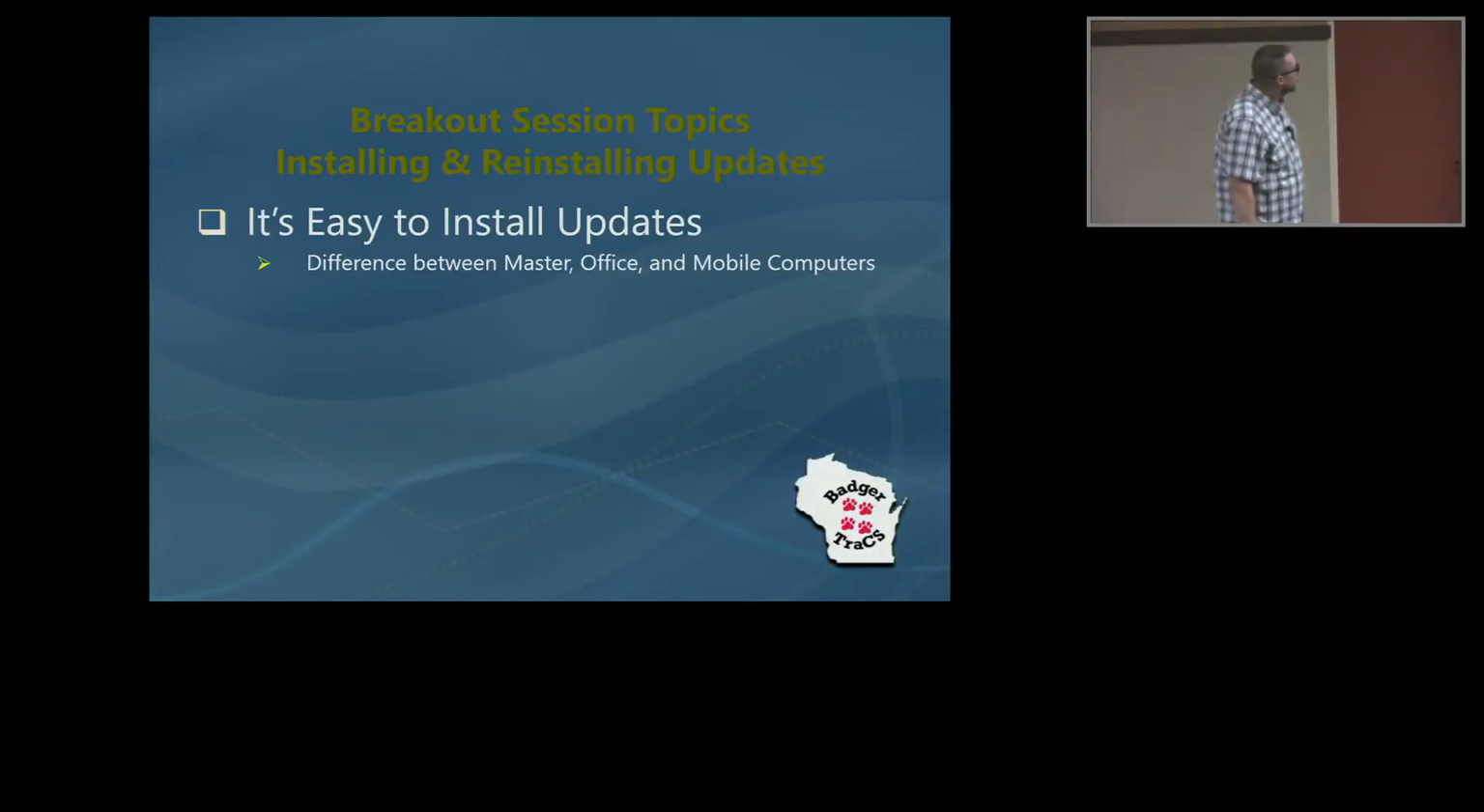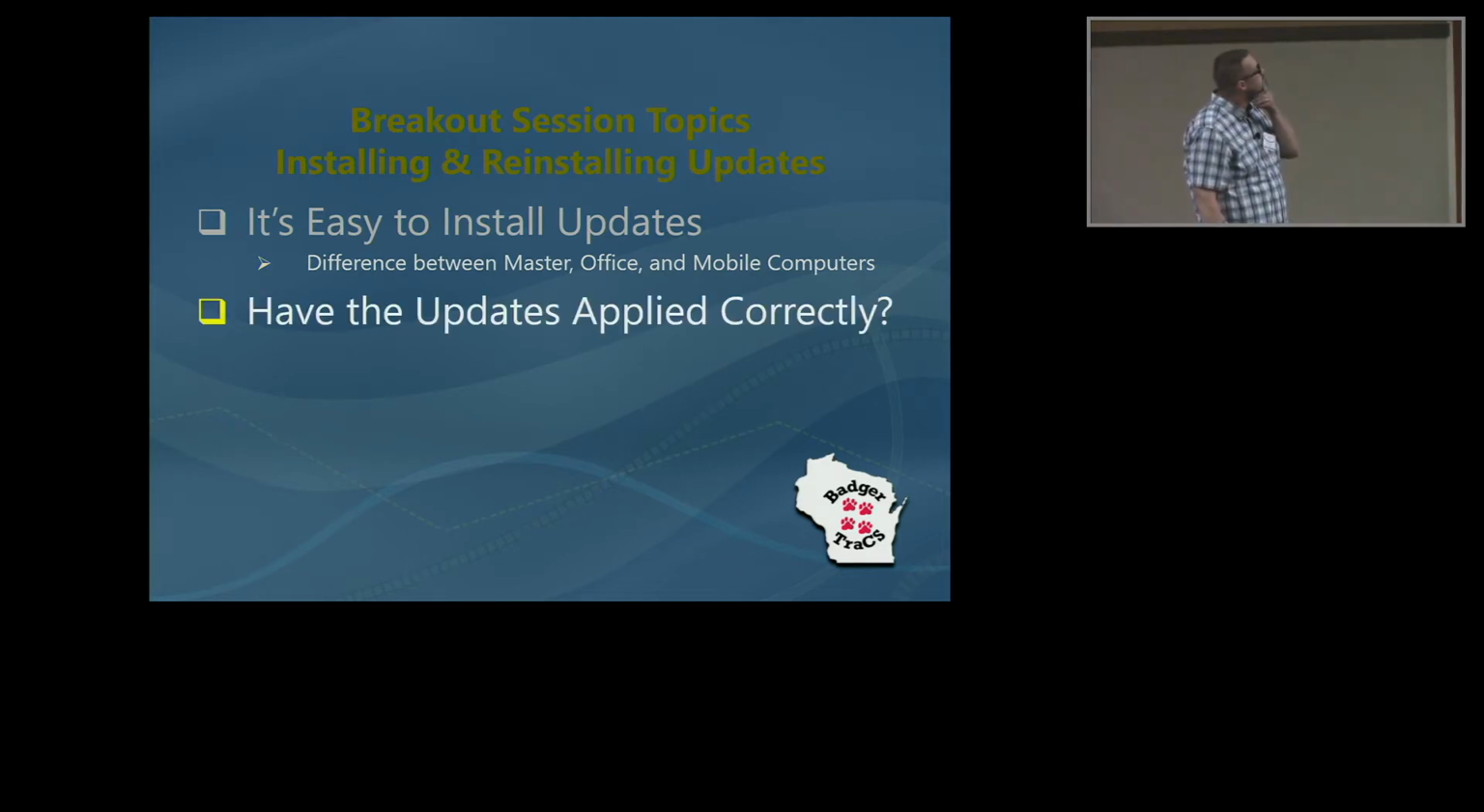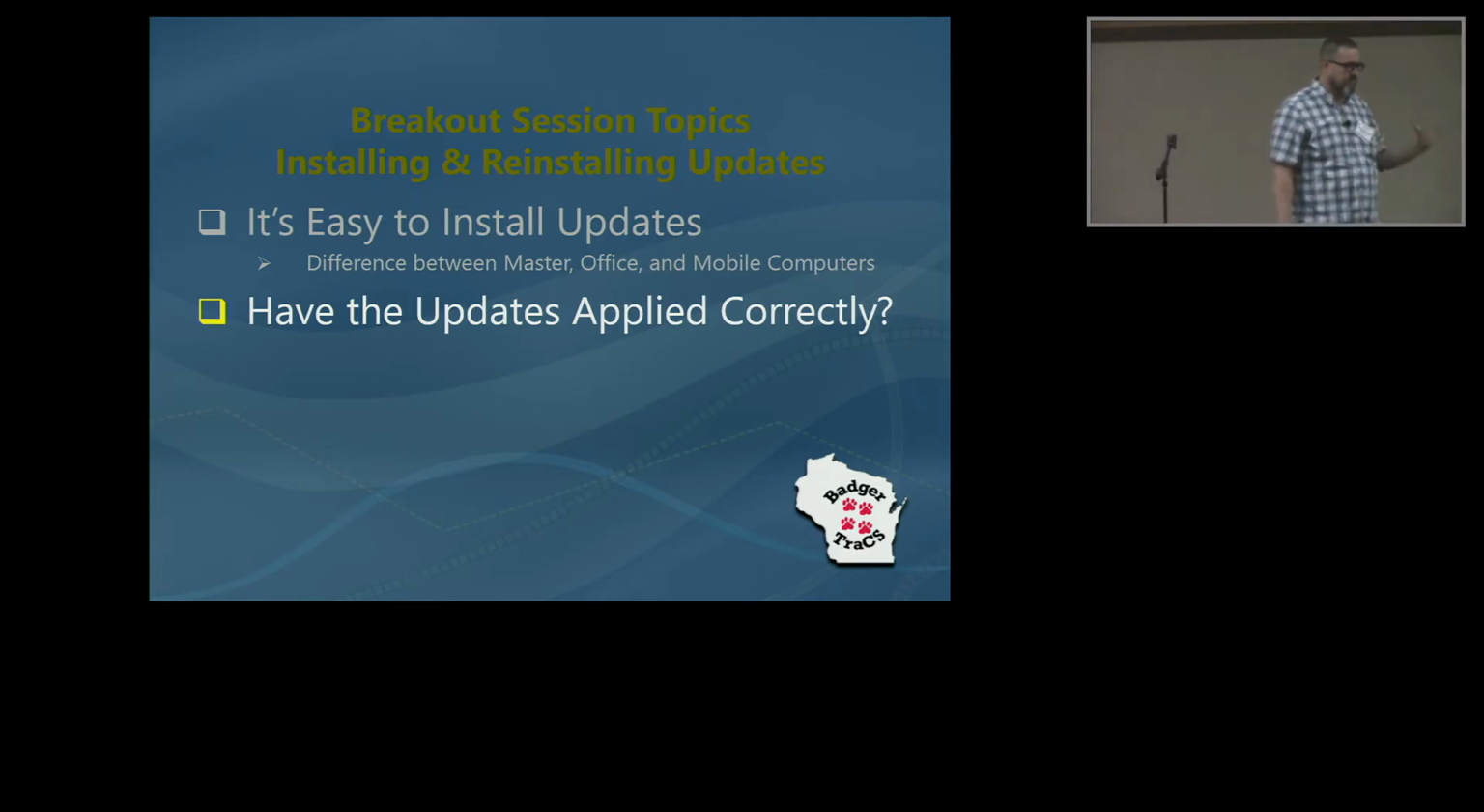We're going to talk about how easy it is to install the updates, the difference between a master, an office, and a mobile computer. I'll show you where to look to see if these updates have been applied correctly, and sometimes this will be a false positive. Maybe it hasn't, even though it looks like it has, but these are areas to check just to make sure nothing is obvious that this didn't install.